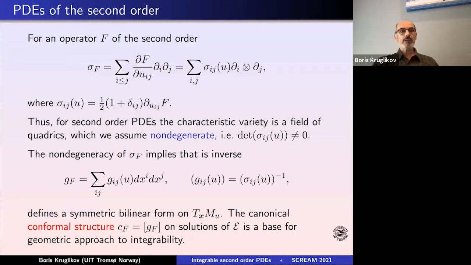the most important thing is to say when this is non-degenerate. So we have, of course, that the characteristic variety is a field of quadrics. We would like this quadric to be non-degenerate. This means that the matrix of this quadratic form has to have non-zero determinant. Then we can invert it, okay? And then we have a symmetric bilinear form, or in other words, a conformal structure. So this is defined on every solution. And that's a basis for the geometric approach to integrability.